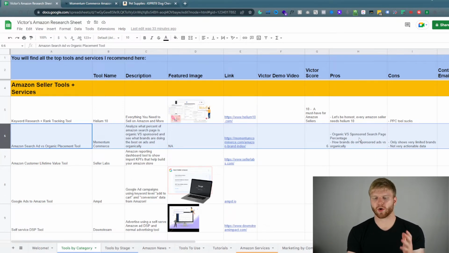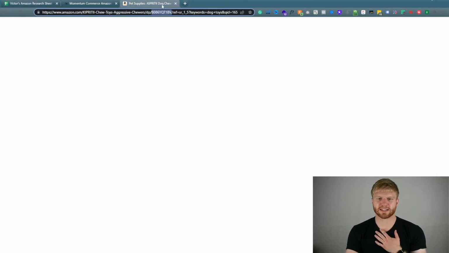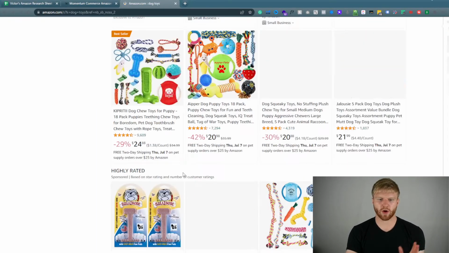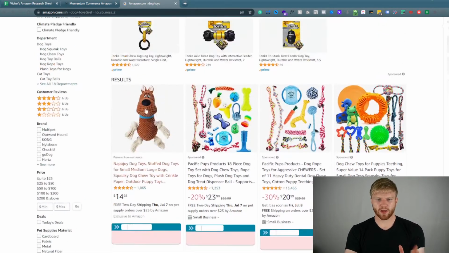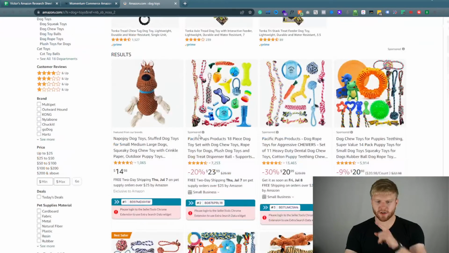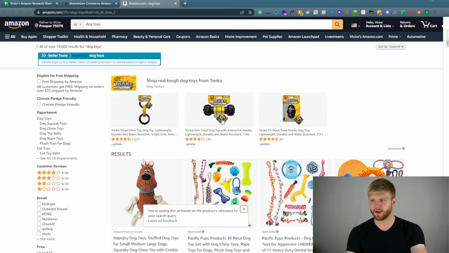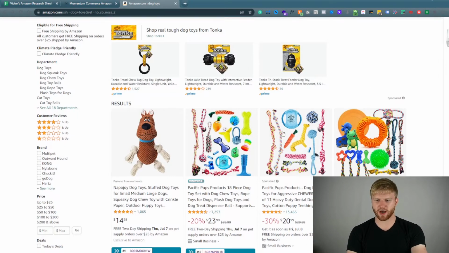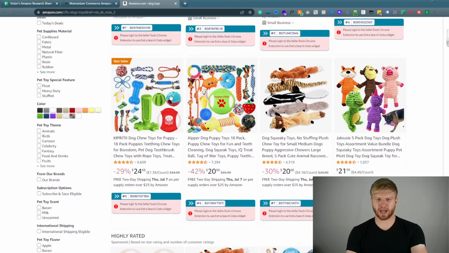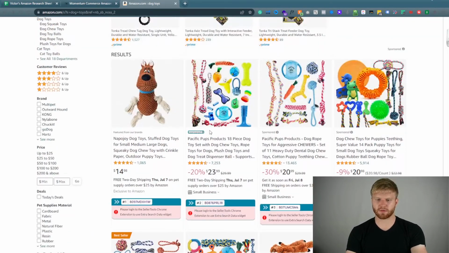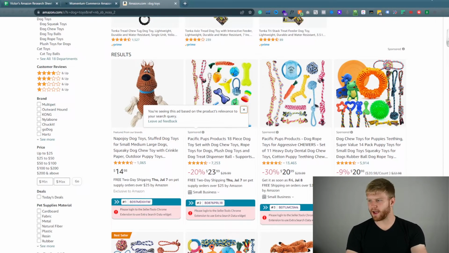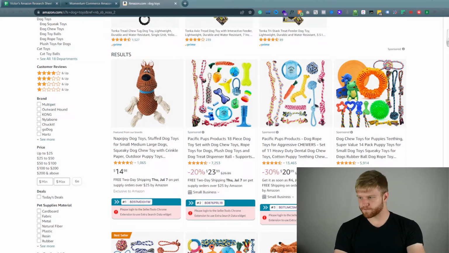So the difference between organic and sponsored is pretty simple if you don't already know it. If you know this is sponsored, as you see right here, sponsored means they have to pay for that placement on Amazon. So as you can see, sponsored's up top, organic's below. Organic means natural, basically sponsored means they paid for it at the end of the day. So that's how that works.